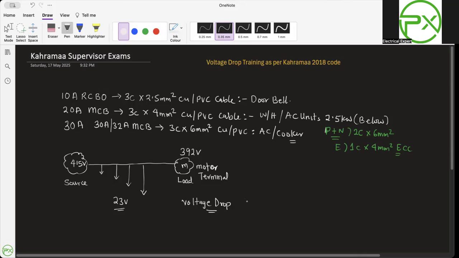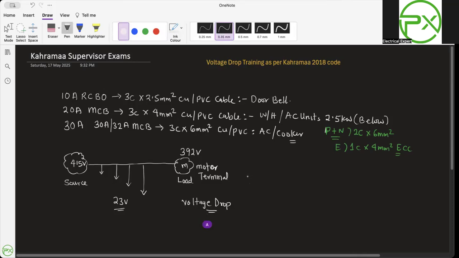If current is increased, voltage drop is increased. And if resistance increases, voltage drop also increases. I don't need to write that down because of time. So cable length will also increase voltage drop.